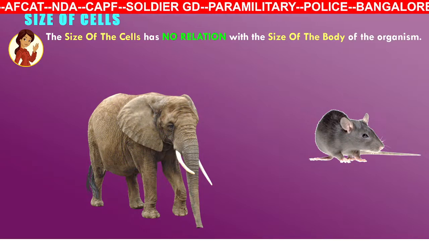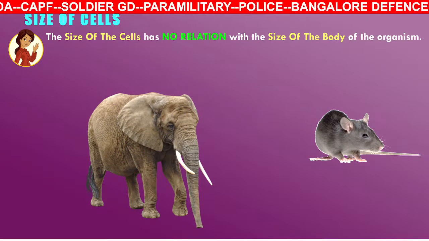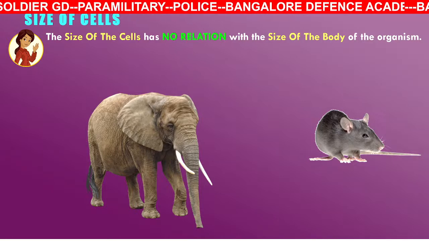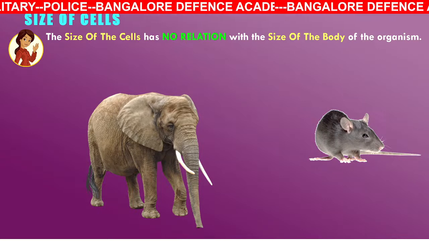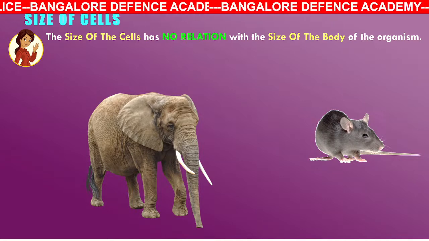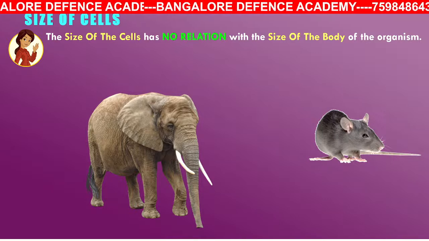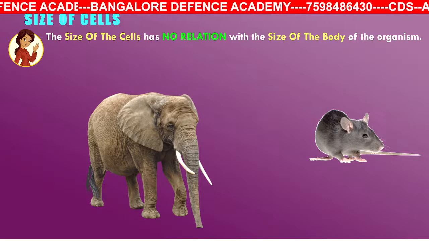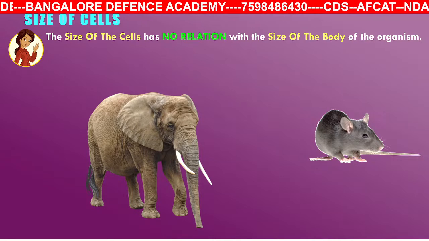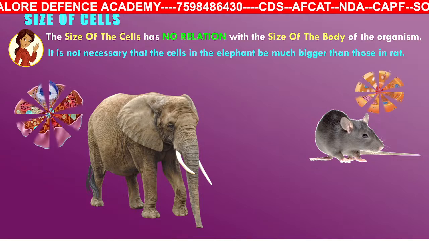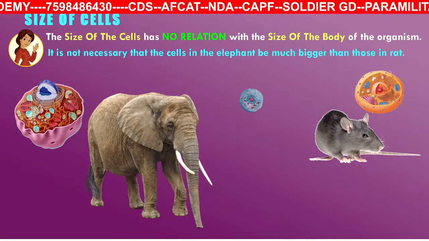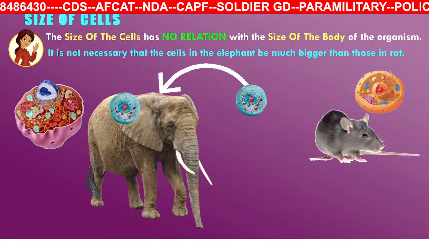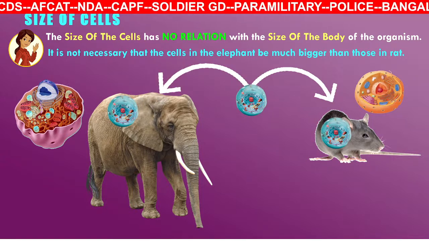Next, the size of the cells has no relation with the size of the body. Just now I told you, elephant is the largest terrestrial animal on this earth. Then here you have the rat. Now there is a cell here called neuron cell, and the rat also has the neuron cell. They do the same operation. Look at this. It is not necessary that the cell in the elephant be much bigger than those in the rat. So here the cell will be the same. The same cell will be here also. The same function the cell is going to do.